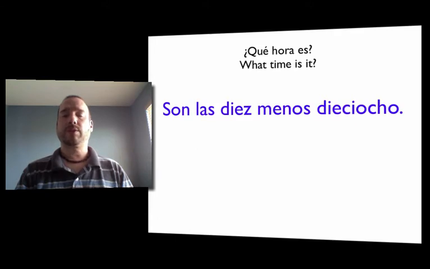Son las 10:18. Did you remember what 18 meant? I know you can see ocho, but you also see 10 right in the beginning. It's spelled a little different here, but can you see it? So 10 plus 8 is 18. So it is 10 minus 18 minutes.